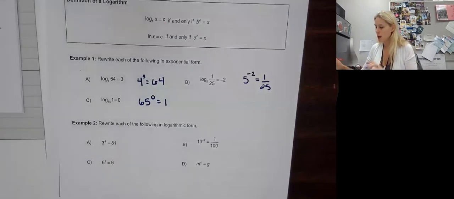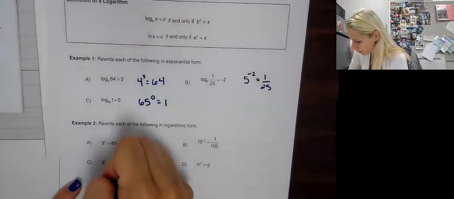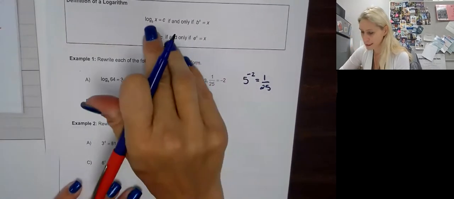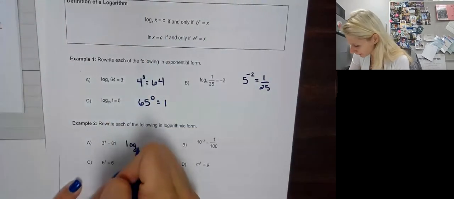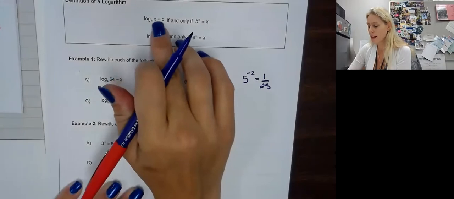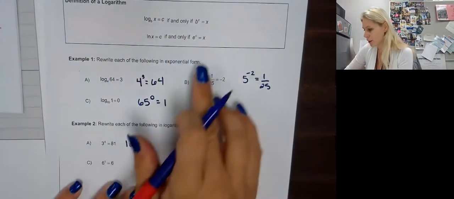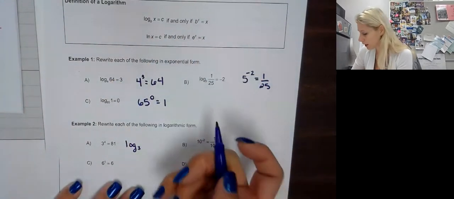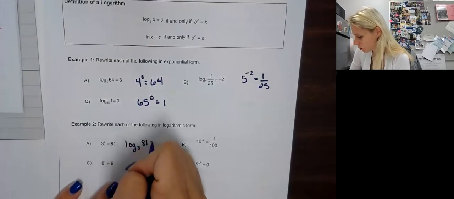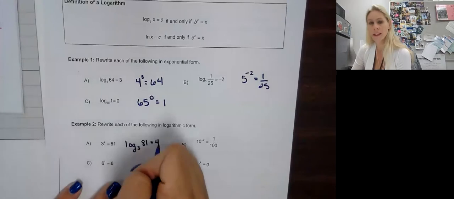Let's do our exponential in a log. So of course, the first thing I'm going to do is write my log. And then of course, I start with that base. So the base is 3. Now it's the base and then of x. Well, the x value is what the exponential equals. So of 81 equals the exponent, which in this case is 4.